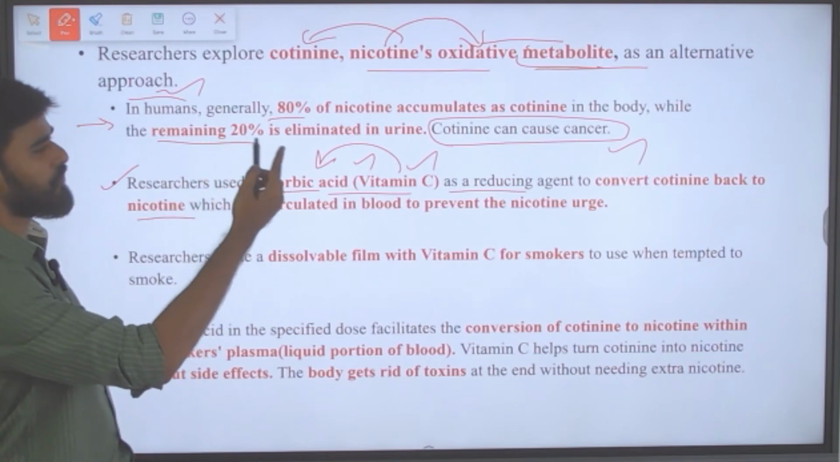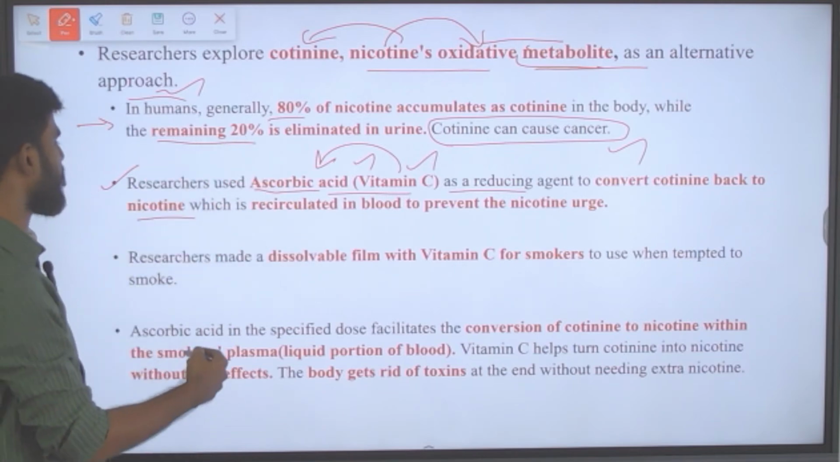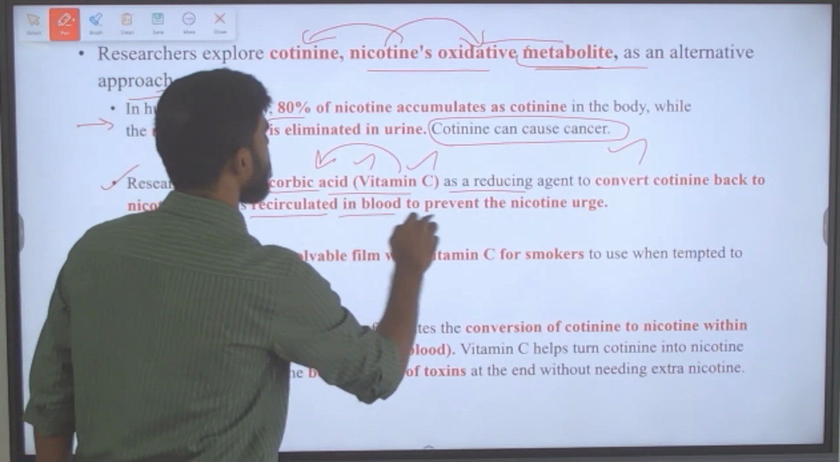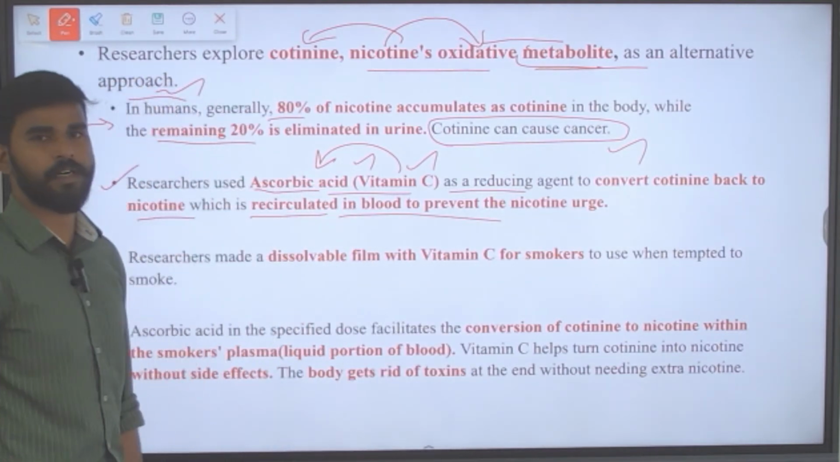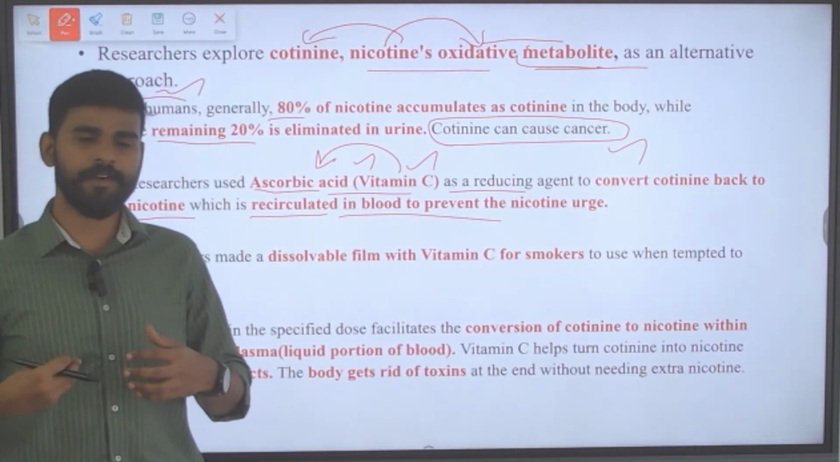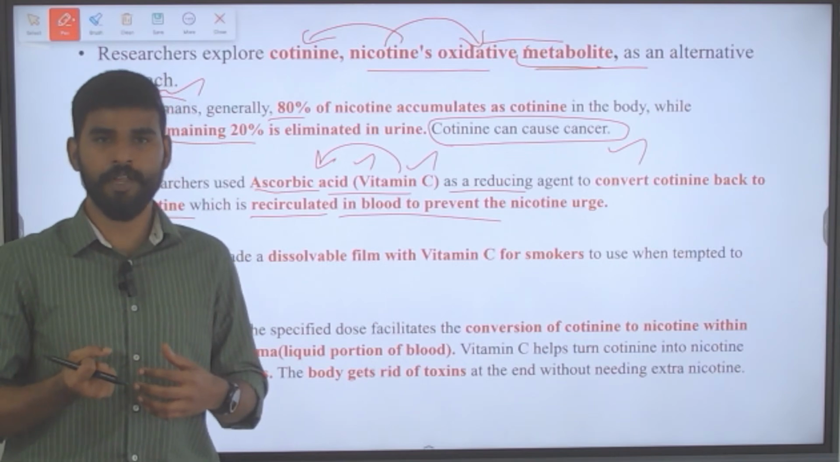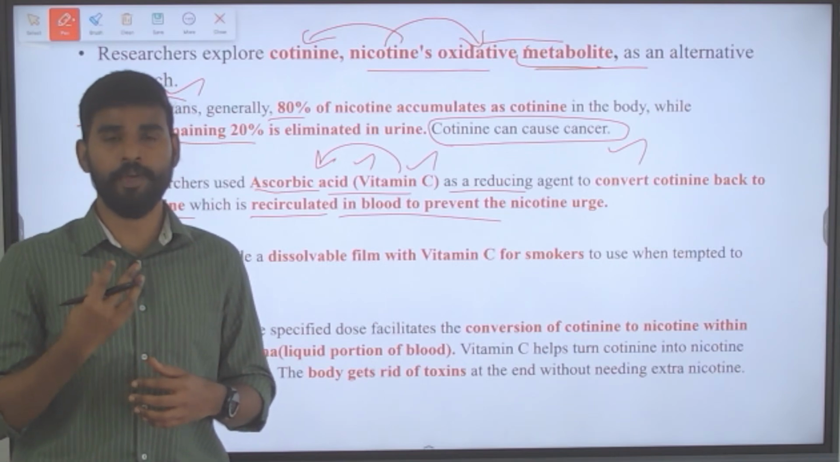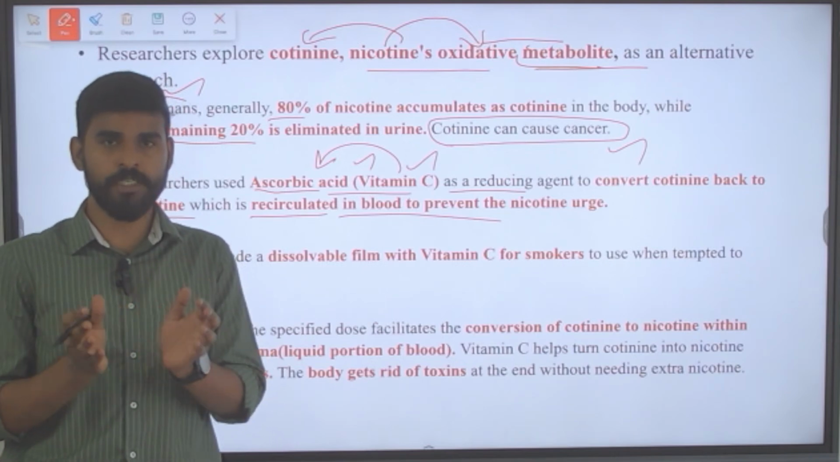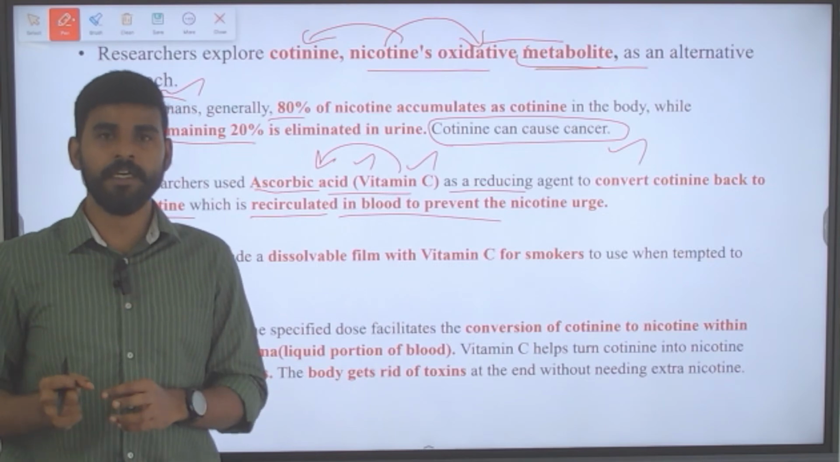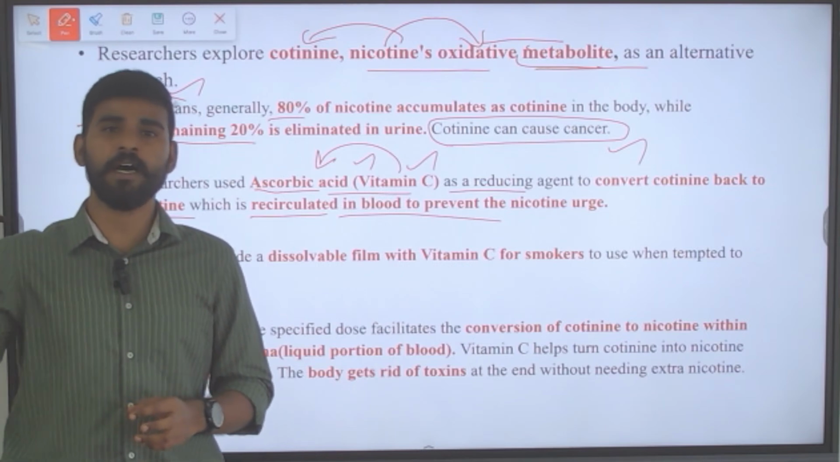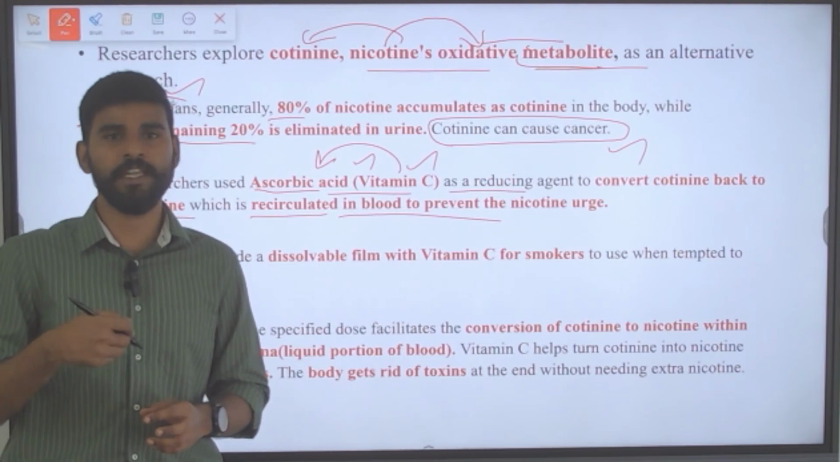That is, they are going to convert cotinine back to nicotine, which is recirculated in the blood to prevent the nicotine urge. When nicotine is recirculated in the blood, then the craving for nicotine reduces. That is how they are going to work. Already stored cotinine is going to be converted to nicotine, so that fresh doses of nicotine need not be given.